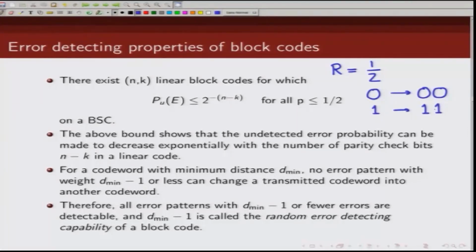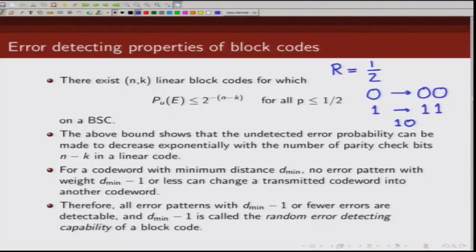Now, let us assume because of error in the channel some of the bits got flipped. So, let us say what we received is 1 0. If you receive 1 0, can you detect? So, what is the minimum distance of, first answer this question, what is the minimum distance of this rate 1/2 repetition code?